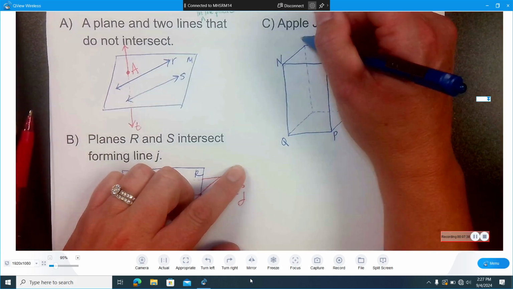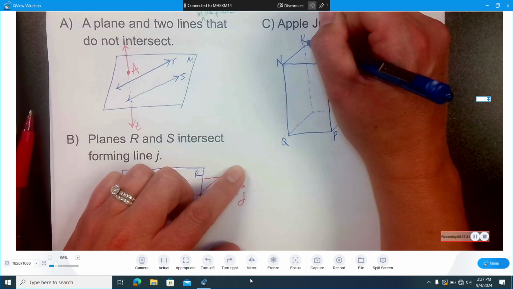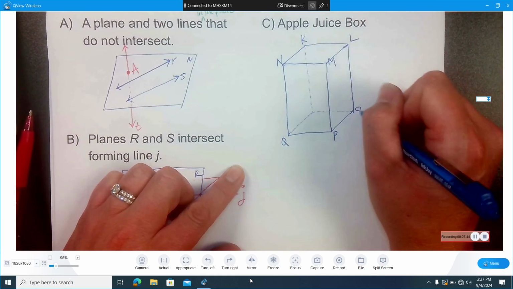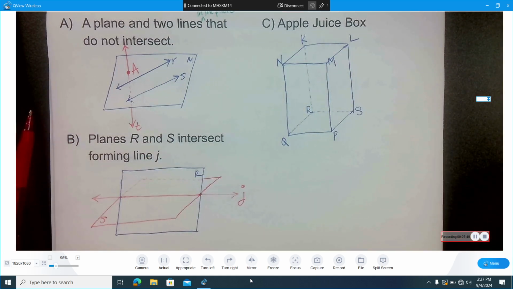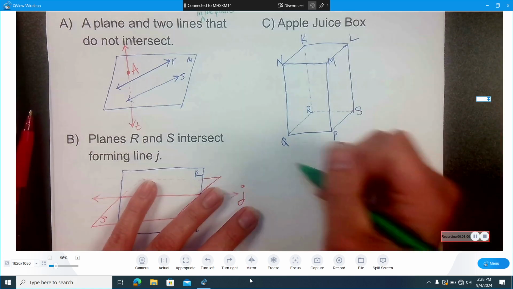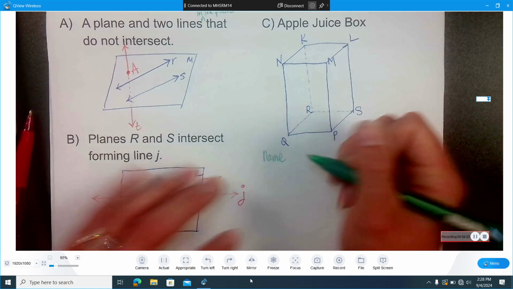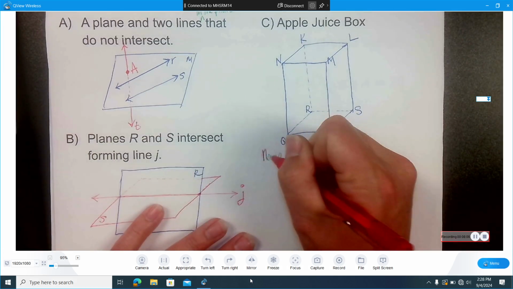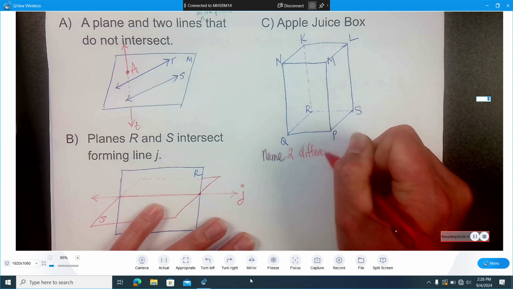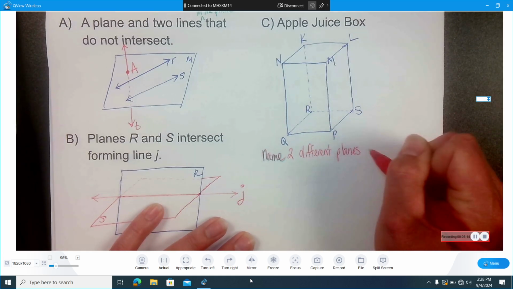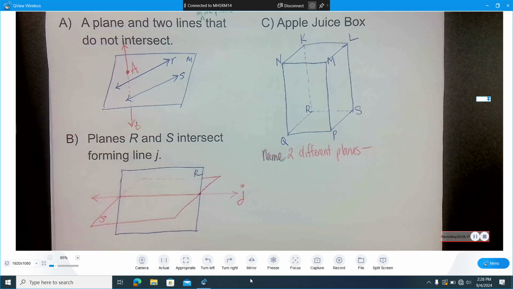All right, so I'm going to start here at the top left, vertices K, L, S, and R. K, L, S, and R back there. All right, so a couple questions to answer. Name, oh, green doesn't work good, sorry. Name two different planes. Give me one plane.